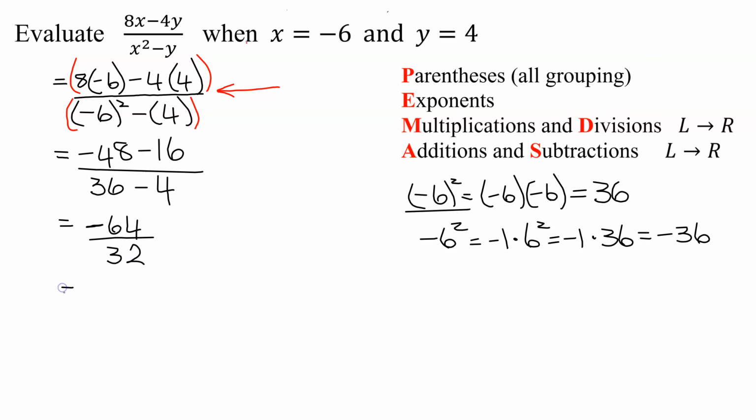Now I can finally do that division. A negative divided by a positive is a negative. 64 divided by 32 is 2. So my answer is a negative 2. That expression evaluates to negative 2 when x is negative 6 and y is 4.